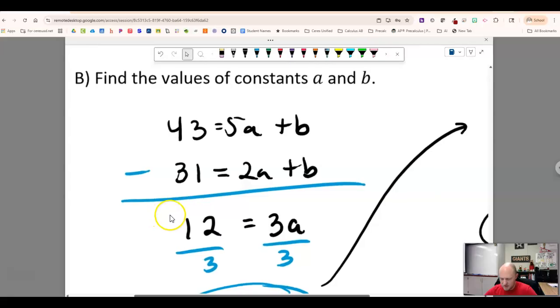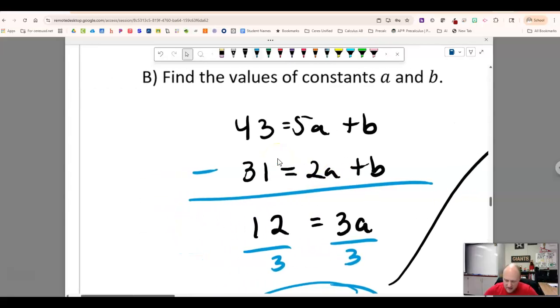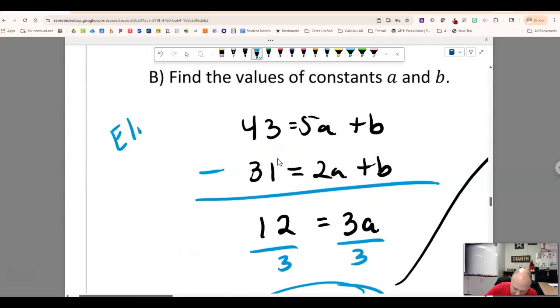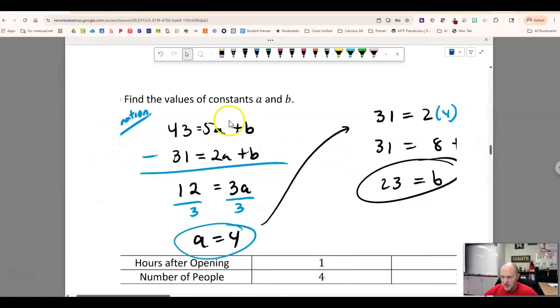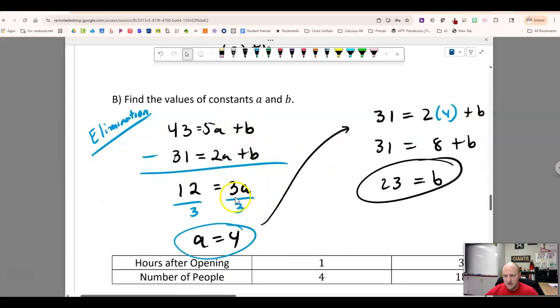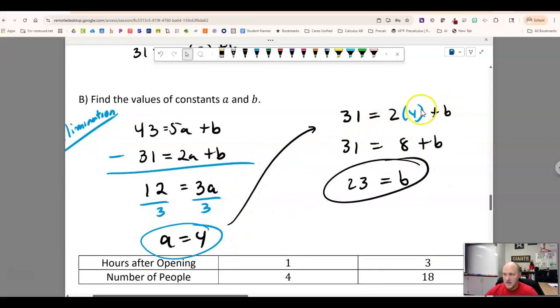Again, you could solve this via substitution. The method that I used here was, again, elimination. I eliminated by subtracting, and so I got 3a equals 12, divided by 3, you get 4. Plug that back into my bottom equation, and I get 31 equals 8 plus b, subtract 8 on each side, and you get b is equal to 23. So there's a and b.